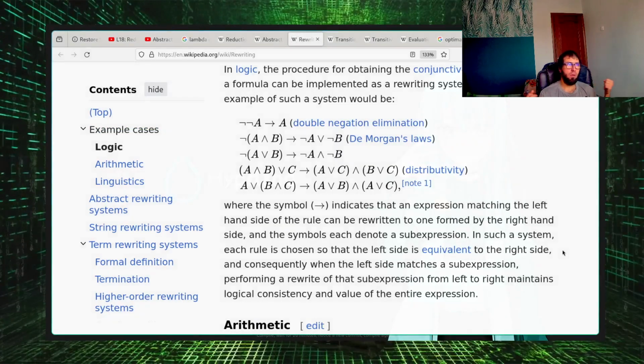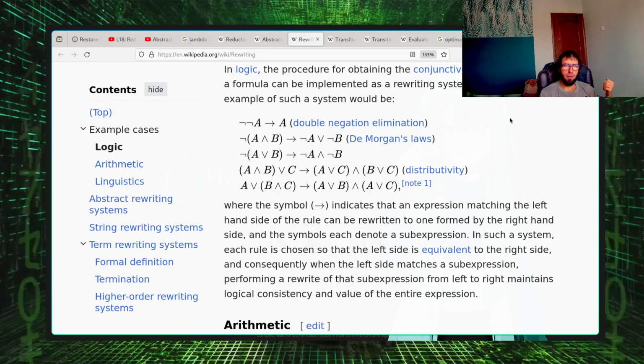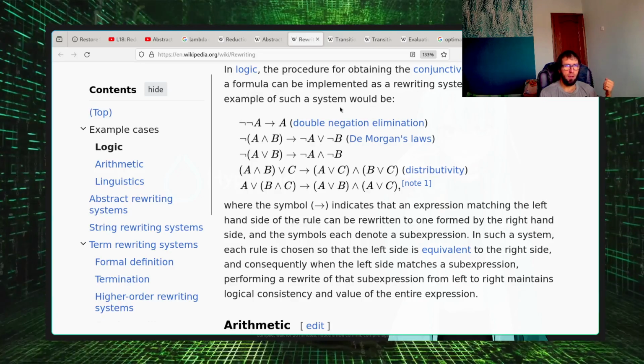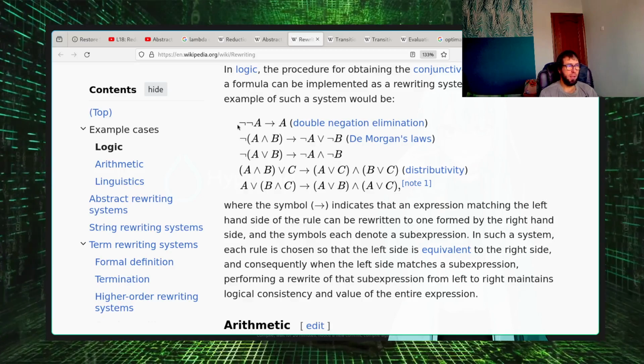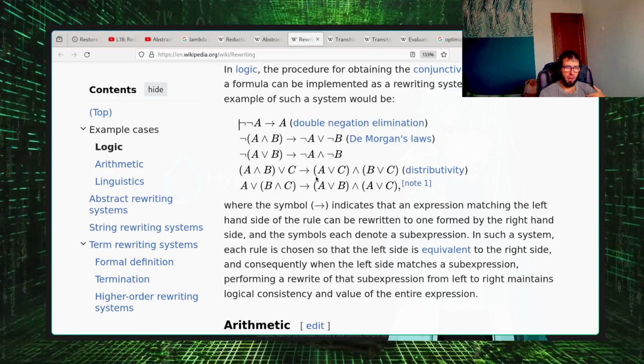For example, in logic, the procedure of obtaining the conjunctive normal form can be implemented as a rewriting system. And here you can see the rules of such a system, which say that, for example, we can replace this formula with this formula, as in double negation elimination or De Morgan laws. They can replace this thing with this thing, and so on. These are just the rules that show which terms we can replace with other terms.